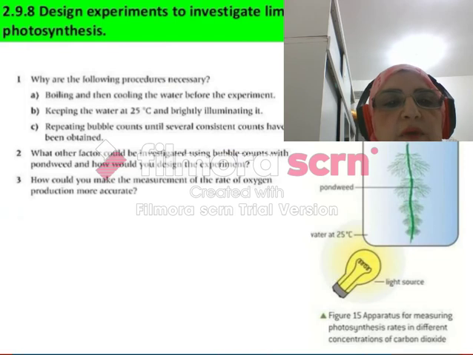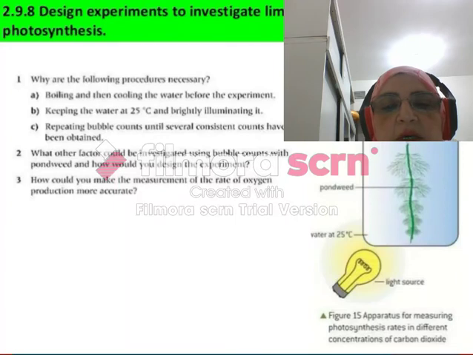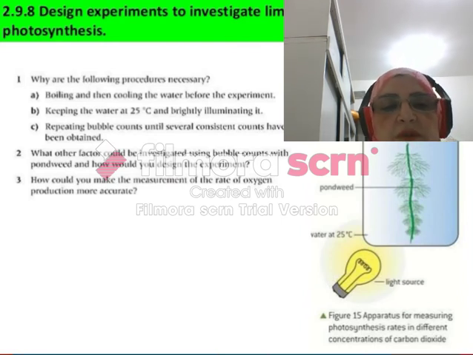This experiment is investigated to find the limiting factors that affect the rate of photosynthesis. We have an Elodea plant, or a water plant, and you put a source of carbon dioxide like sodium hydrogen carbonate, and expose the plant to the light source. Let's answer this question. Why are the following procedures necessary? Boiling and then cooling the water before the experiment.